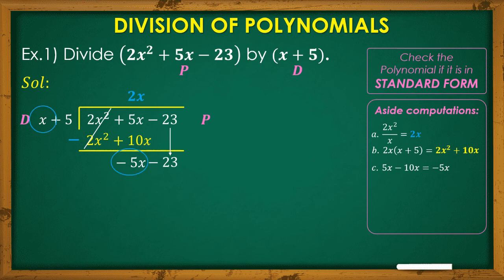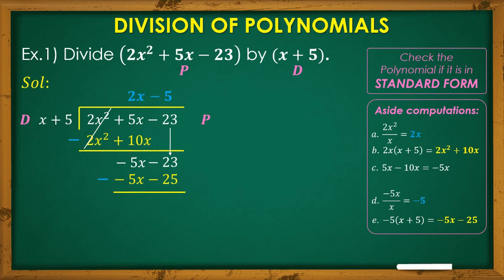Ngayon, we will repeat the process. Negative 5x divided by x is negative 5. Then, ilalagay natin siya muli sa taas, katapat ng constant. Next is negative 5 multiplied to the divisor x plus 5. We will get negative 5 times x, negative 5x, and negative 5 times 5 is negative 25. Isulat natin sa baba. Next is subtraction again. Kakancel natin yung unang term at negative 23 minus negative 25 is 2. Recall your subtraction of integers.